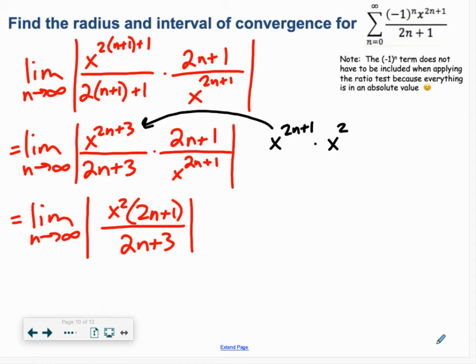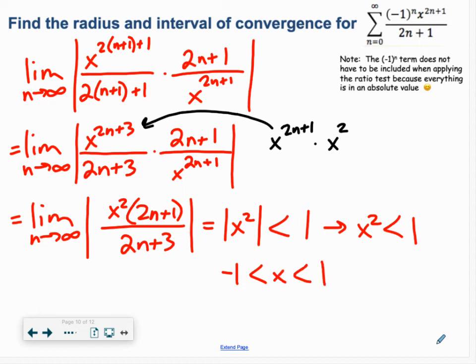Since (2n+1) over (2n+3), the limit as n approaches infinity, would be 2 over 2, which is just 1, you're actually left with just the absolute value of x squared. Now, if the absolute value of x squared is less than 1, x squared is always positive, right, or 0, so you can drop the absolute value and just get x squared is less than 1. There's a whole way of solving a quadratic inequality that I don't want to get into. Just think about it for a moment, and believe me, that means that x is between -1 and 1 again.